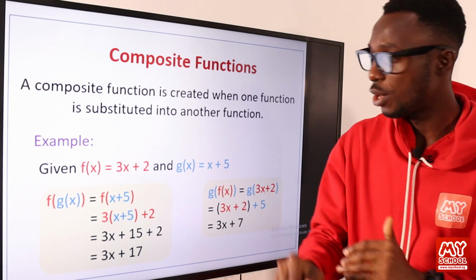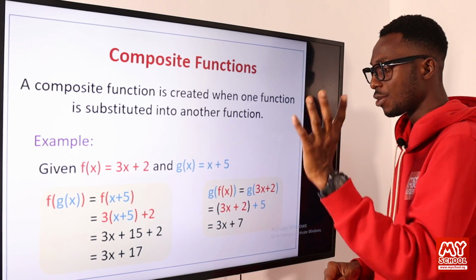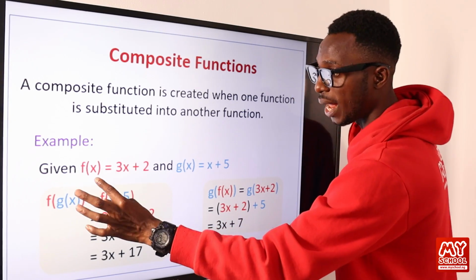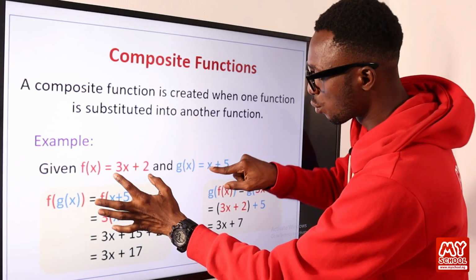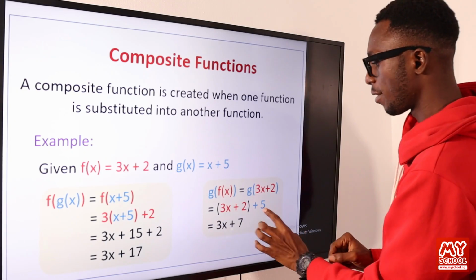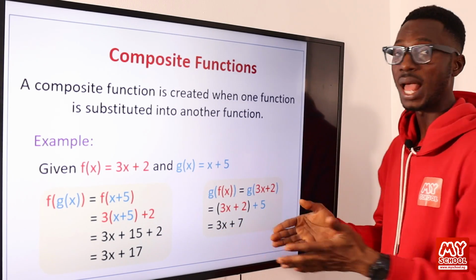So that is for composite. You are just substituting values. When it is g of f of x, what are the expressions for this particular input? That is 3x plus 2. So this will not just be an ordinary x. This will be 3x plus 2 plus 5. Do we see that now? We use that to produce an image.